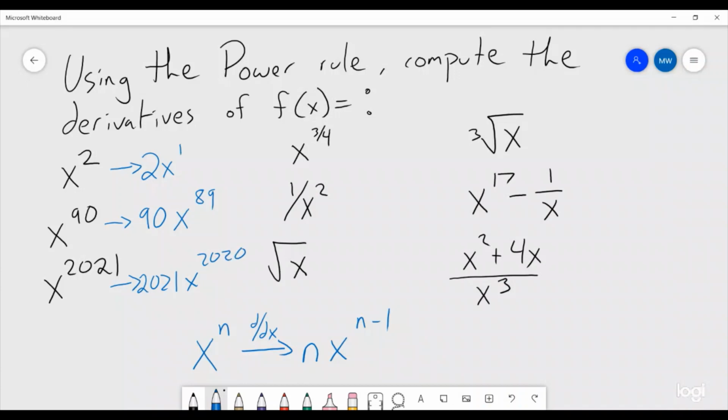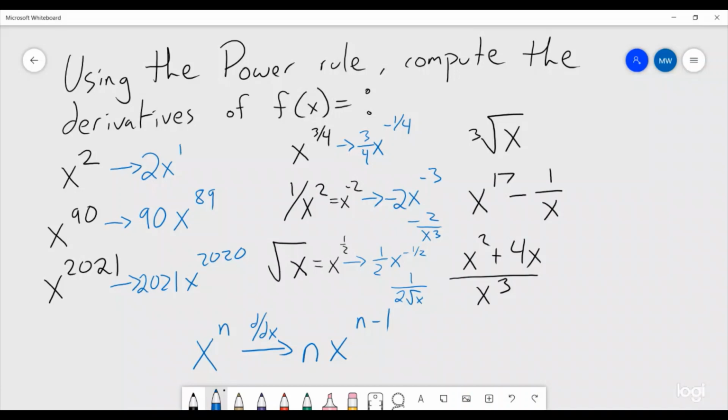It works the same way on the fraction ones. So x to the 3/4 goes to 3/4 x to the 3/4 minus 1, which is negative 1/4. 1 over x squared is the same thing as x to the minus 2, so that goes to negative 2 x to the minus 3, or another way to write that is negative 2 over x cubed. The square root of x is the same thing as x to the 1/2, so that goes to 1/2 x to the negative 1/2, or 1 over 2 square root x. That's another way to write that.